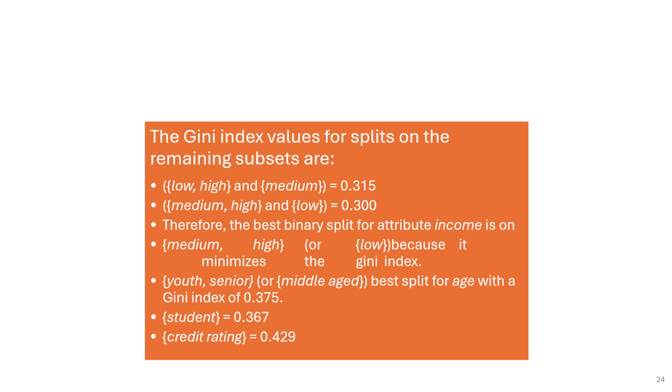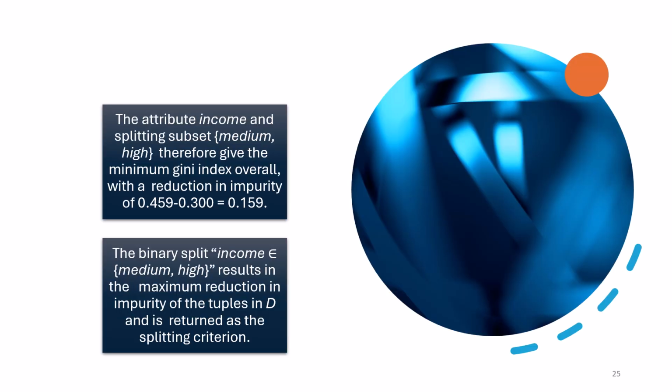0.300. Gini index of 0.375 for student equals 0.367, credit rating equals 0.429. The attribute income and splitting subset medium, high therefore give the minimum Gini index overall, with the reduction in impurity of 0.459 minus 0.300 equals 0.159. The binary split income is an element of medium, high results in the maximum reduction in impurity of the tuples in dataset D and is returned as the splitting criterion.